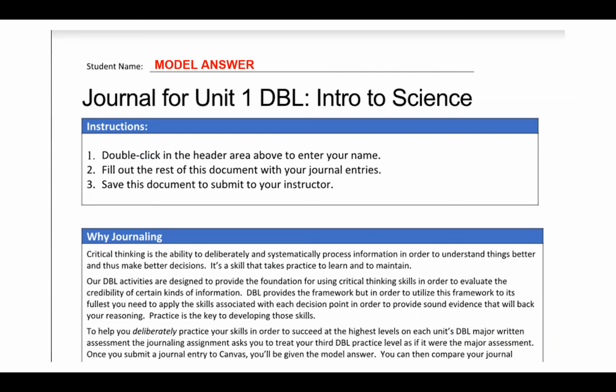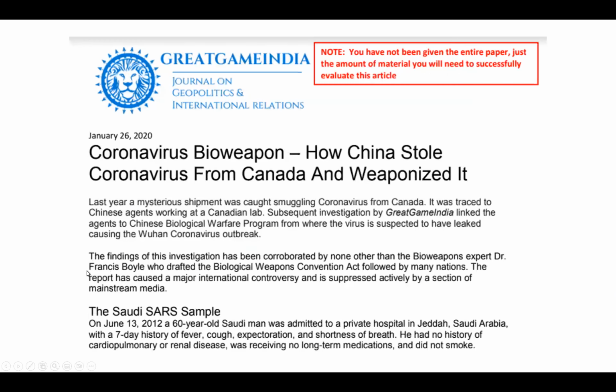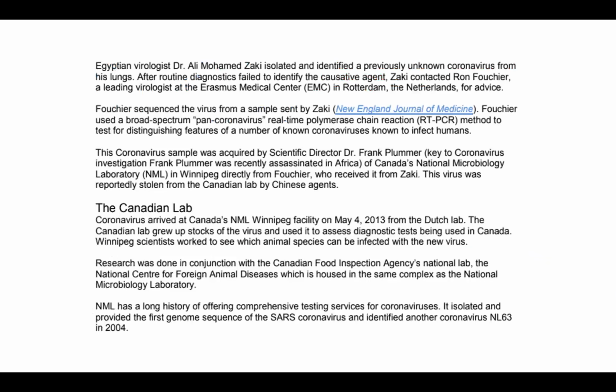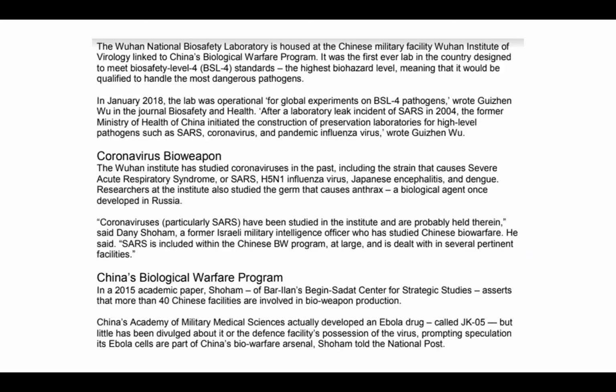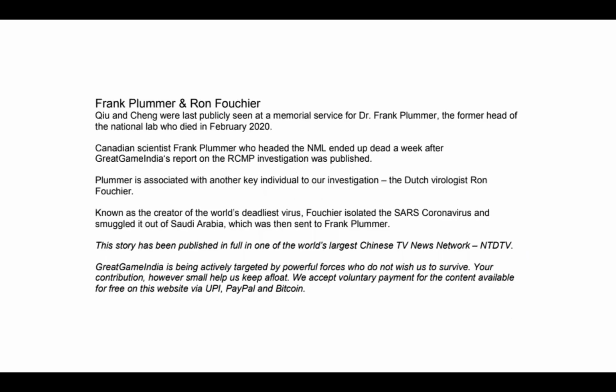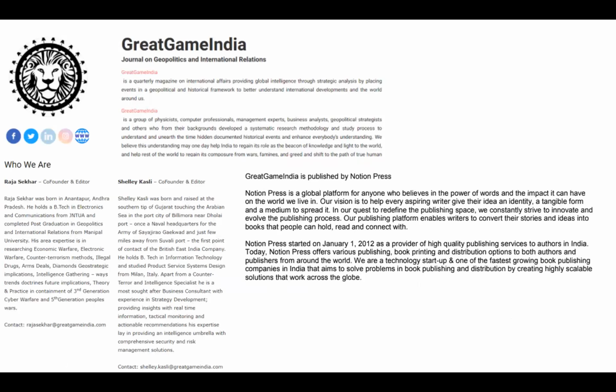We will now take you through an example of a student's journal and a model answer journal on the same article in order to compare and contrast differences and similarities present, as well as express what is needed for a complete answer. Here is the article that we will be using. For this example, only the important parts of the article will be provided in order to help you get the information you need for a complete evaluation. And here is the author information.